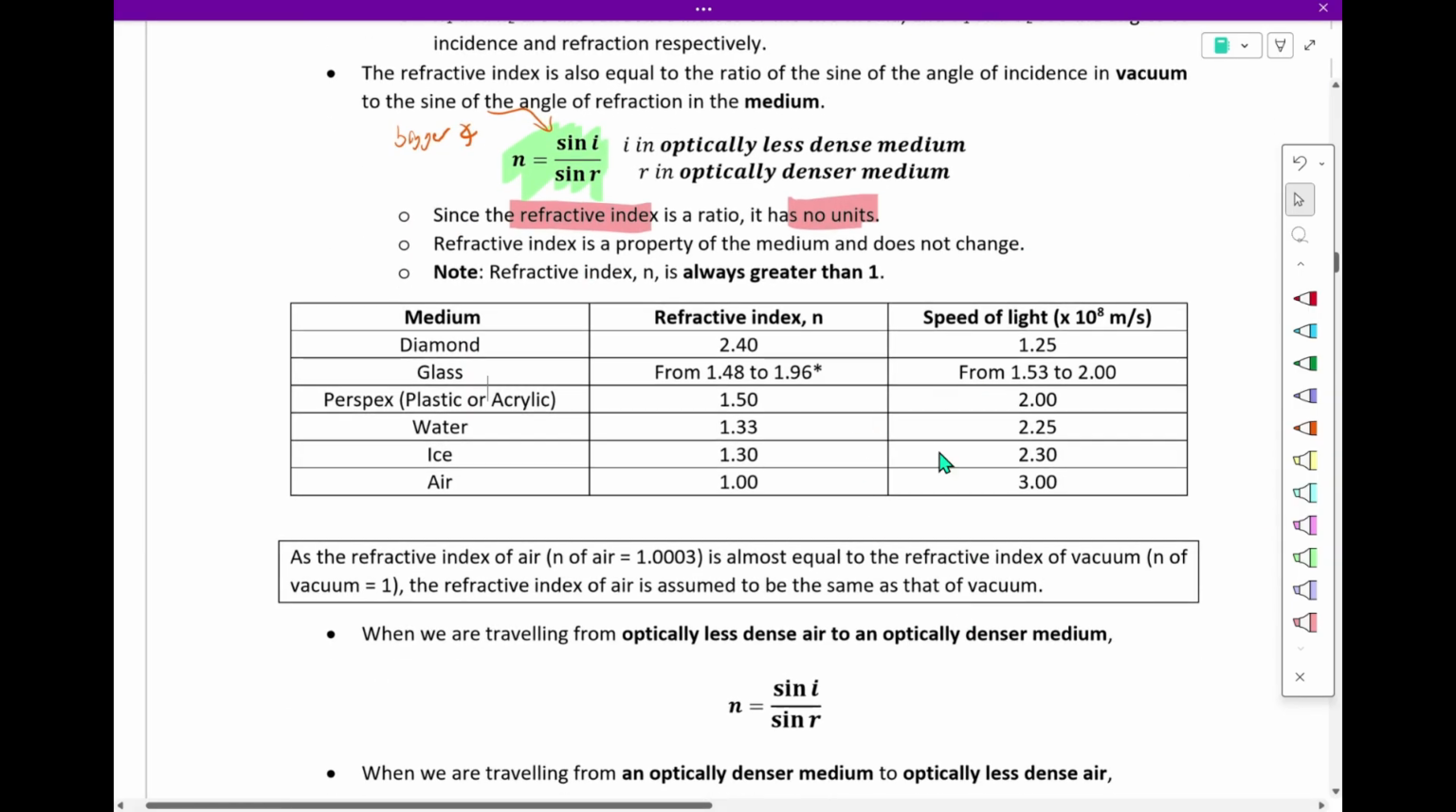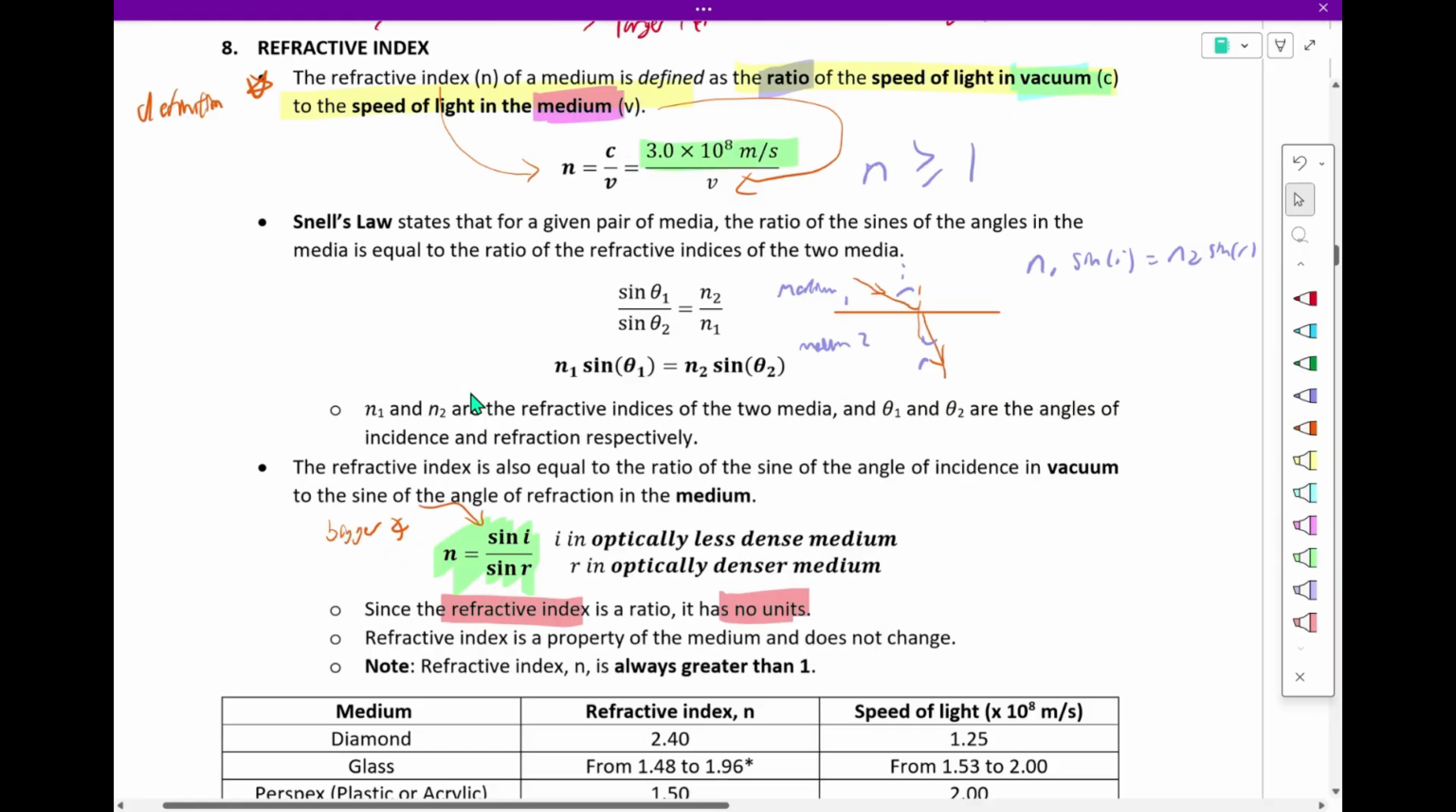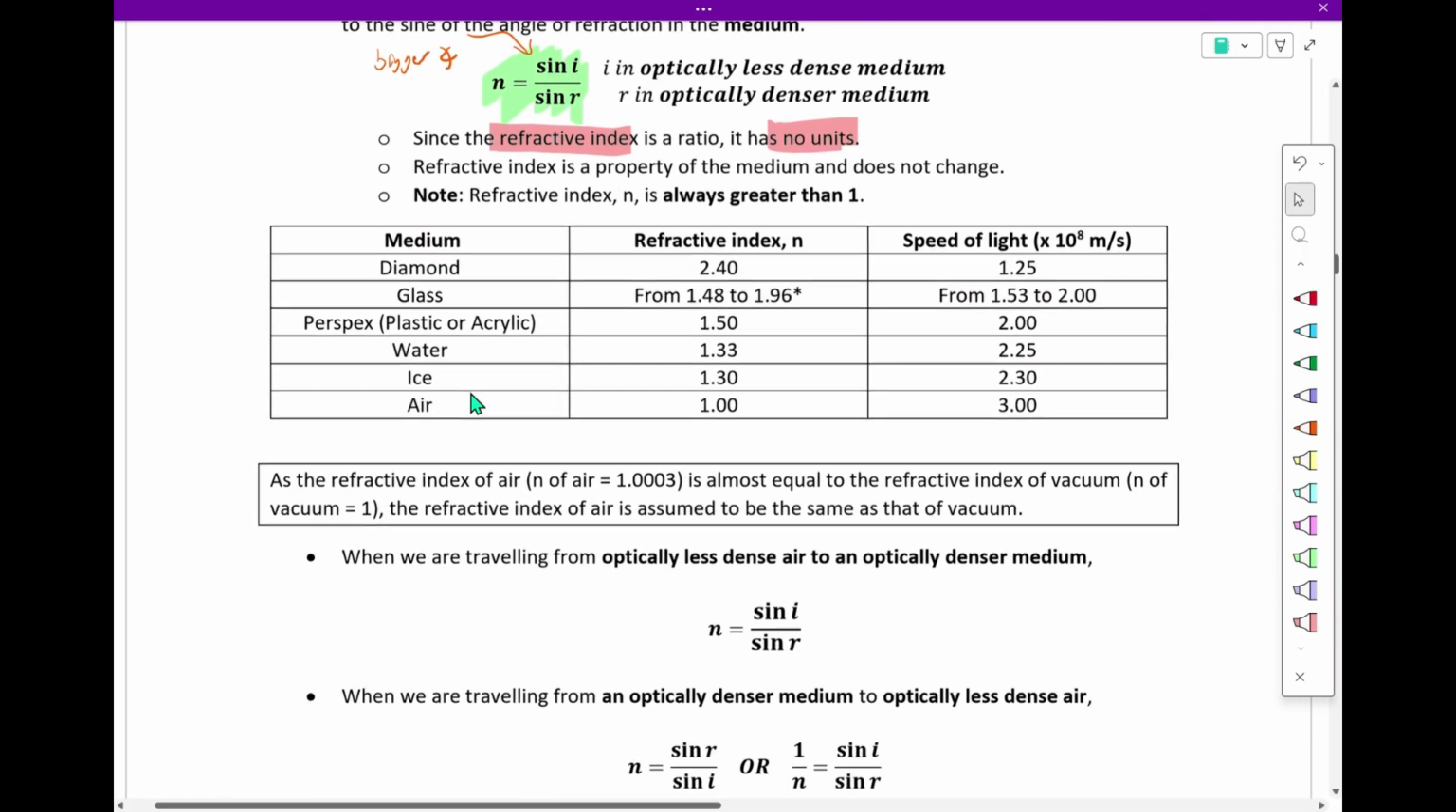You don't have to memorize this, but generally the range of values that is given will usually be within this range. Now, if you notice, when we say the refractive index of air is 1, it's actually 1.00003. Usually we assume that it's the same as vacuum, which is just 1 over here.